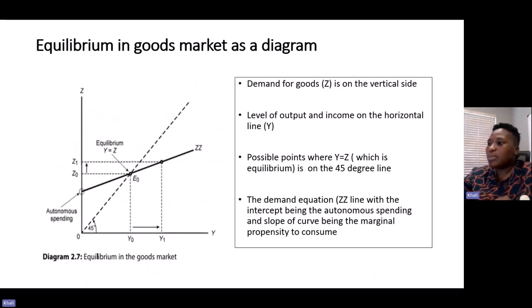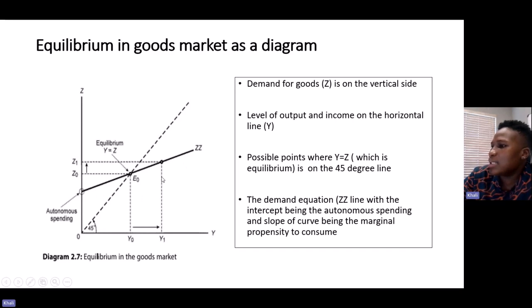So you need to be able to explain this as a diagram. Remember here, we are talking about the equilibrium in the goods market. And we discussed that at equilibrium, the demand for goods is equal to Y, right? So the way you interpret this diagram, this straight line at 45 degrees gives you all possible combinations where Z is equal to Y. Z is your demand function and it's on the vertical axis, and Y is on the horizontal axis. Your equilibrium will be the intersection of the demand and this 45 degree line. And this is what this diagram is really.